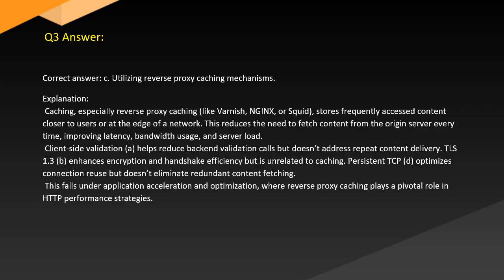Client-side validation A helps reduce back-end validation calls but doesn't repeat content delivery. TLS 1.3 B enhances encryption and handshake efficiency but is unrelated to caching. Persistent TCP D optimizes connection reuse but doesn't eliminate redundant content fetching. This falls under application acceleration and optimization, where reverse proxy caching plays a pivotal role in HTTP performance strategies.